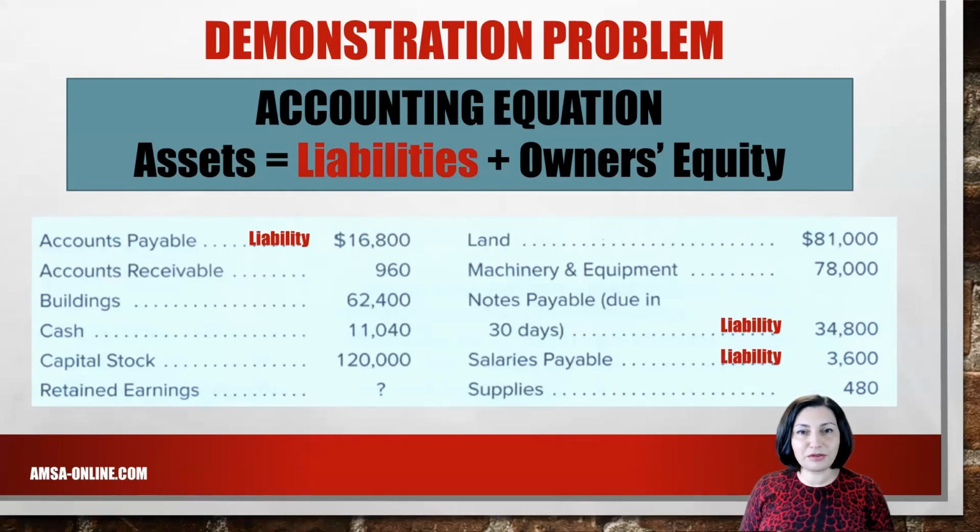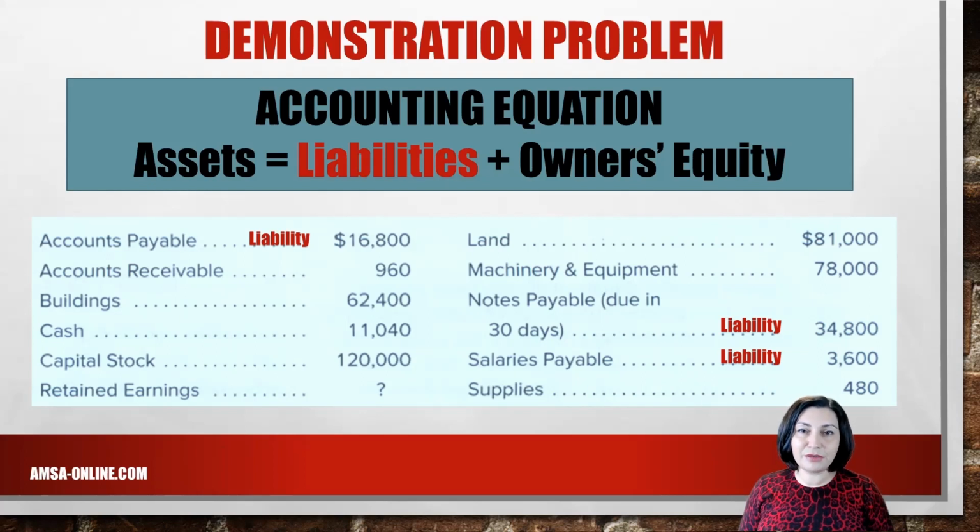Liabilities are probable sacrifices of economic benefits arising from the present obligations of a particular entity to transfer assets or provide services to other entities in the future as a result of past transactions or events. For example, accounts payable means that you will be paying for goods received when an invoice becomes due. Unearned revenue means that you will be providing services to your customers for which they prepaid.